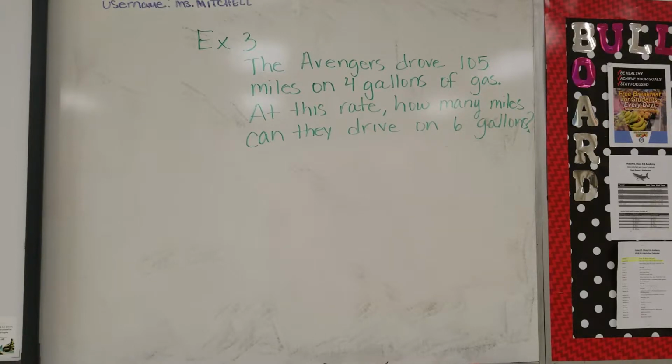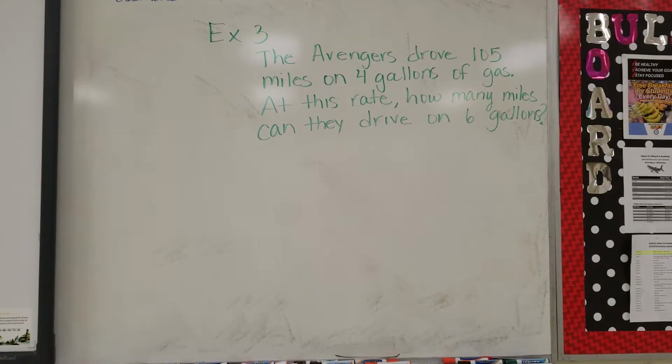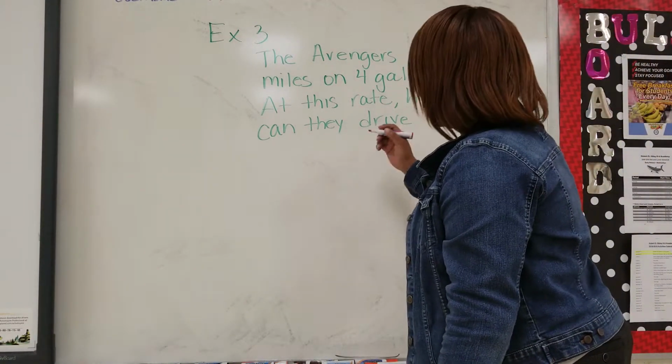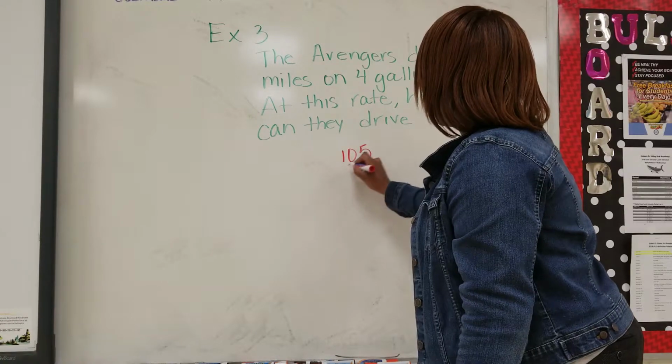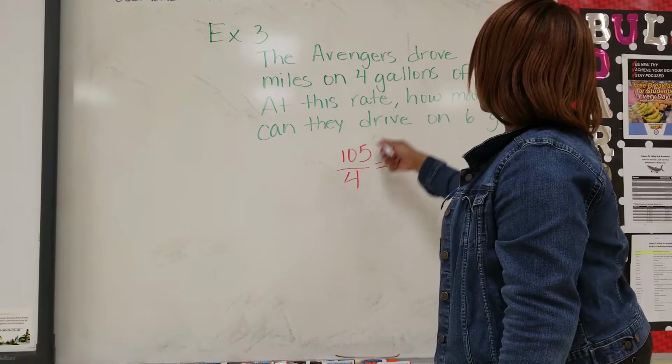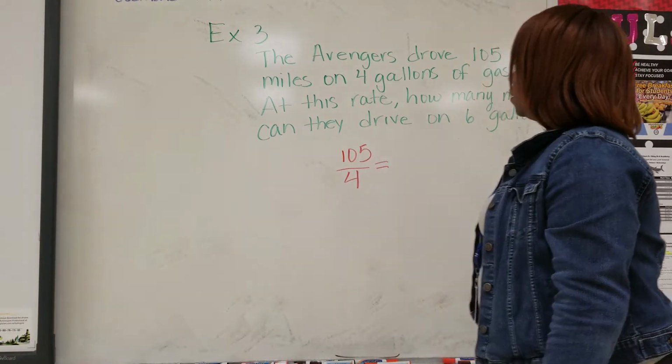And now our last example, example number 3. The Avengers drove 105 miles on 4 gallons of gas. At this rate, how many miles can they drive on 6 gallons? Okay, so again, we have to find the ratio that they gave us, which is 105 to 4. And we'll write it exactly like that, 105 to 4. So 105 miles on 4 gallons, 105 to 4 gallons.